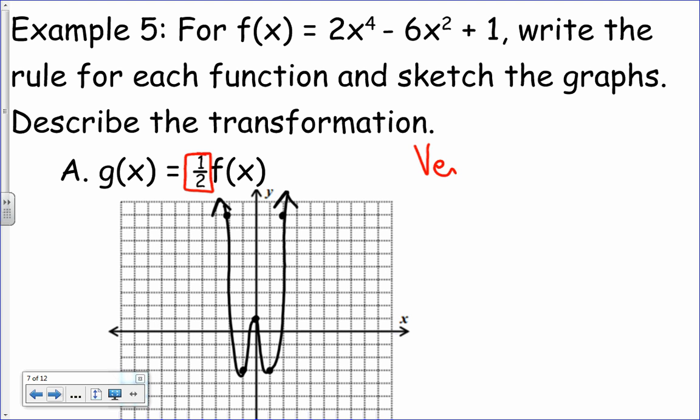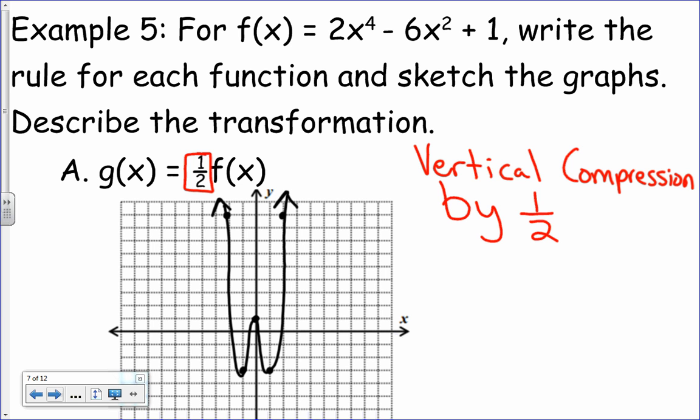It's vertical because it's outside. And it's multiplied, so it can't be translation. So it's either got to be compression or stretch. All right, Corey, why you say compression? It's a fraction. Vertical because it's outside. Compression because it's a fraction. Now, listen, we have to write by a certain number. And that number is 1/2. It's a vertical compression by 1/2. It's being squeezed vertically by 1/2.